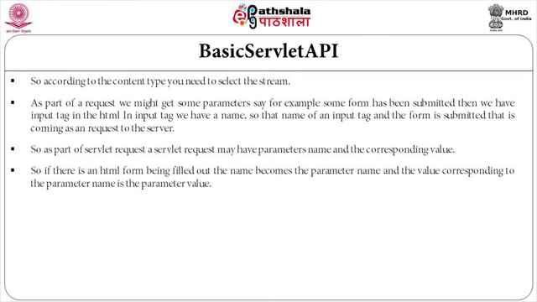As part of HTTP, a servlet request may have parameters. A parameter has a name and the corresponding value. If an HTML form is filled out, the name becomes the parameter name, and whatever value has been put in that field becomes the value of that parameter. That way any number of parameter values may be there, depending on what we have. In the servlet request we have methods for fetching those parameter values.